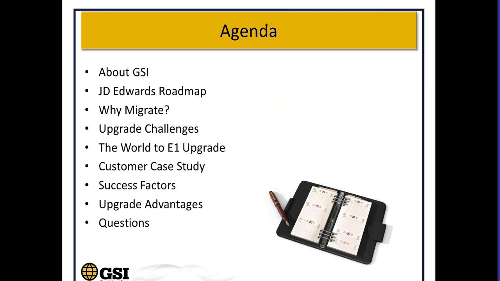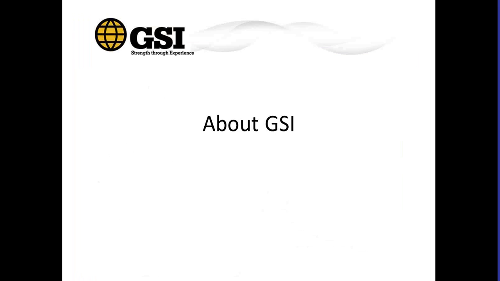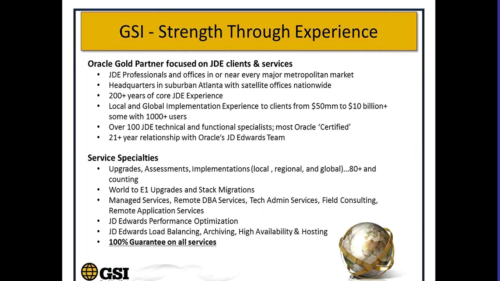Anyway, today we're going to talk a little bit about GSI. I won't get into too much detail, keep it short. Talk about the J.D. Edwards roadmap, where things are headed, try to answer the question of why migrate at all, go through some of the upgrade challenges, migration challenges that people have when migrating from World to EnterpriseOne, and then go through what's entailed in a World to EnterpriseOne upgrade in general. Do a customer case study, so a specific customer that we worked with on a World to E1 migration, what were some of the challenges, what made it successful in the end. Talk about a few of the advantages to migrating to EnterpriseOne, and hopefully answer some of your questions at the end.